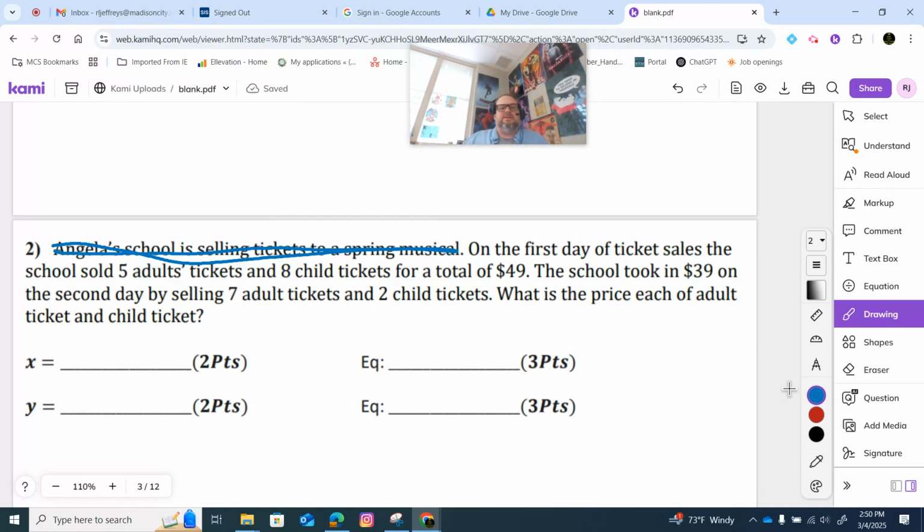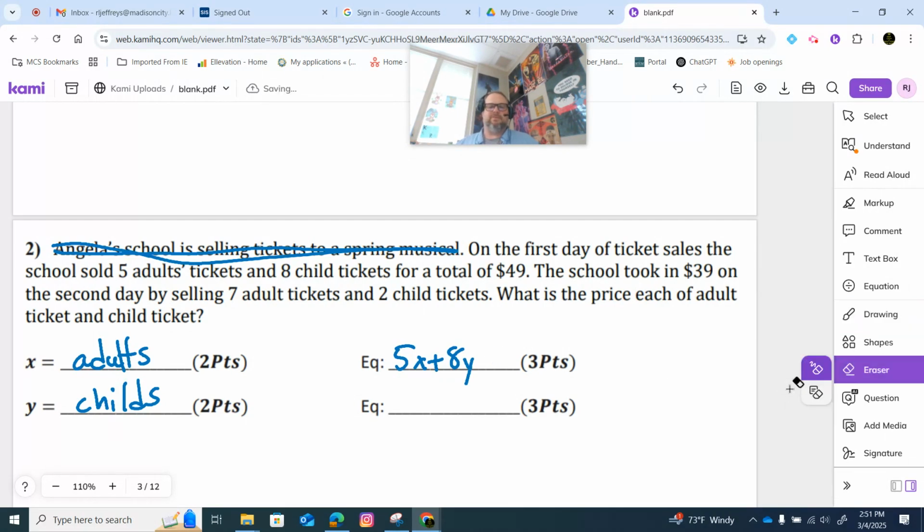Now, we see there's 2 types of tickets. Okay. So, adults. I can't even spell it right. And this is kids. All right. So, the first day we sold 5 adults and 8 kids. Because somebody had to bring their friend along.